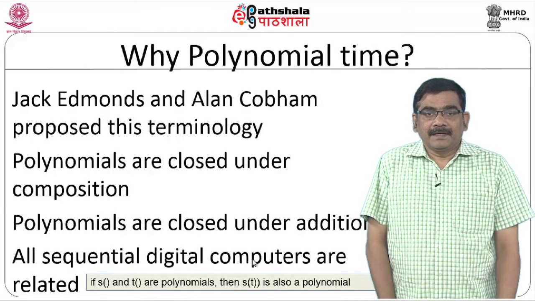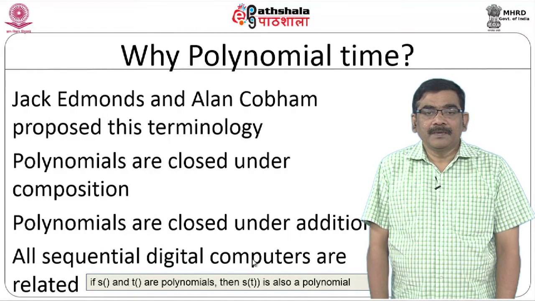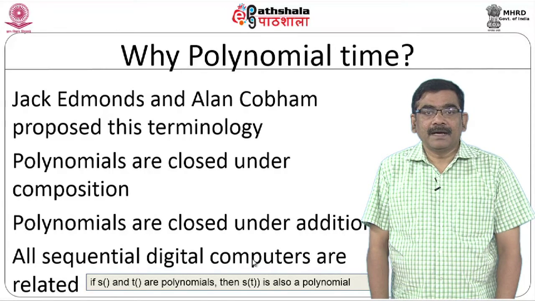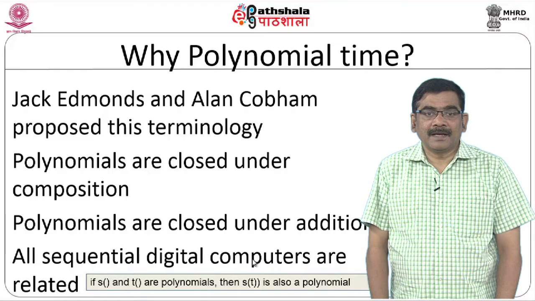Who invented this concept of polynomial time? It was independently invented by Jack Edmonds and Alan Cobham, and they proposed this concept of polynomial time. They used this as a reference to say whether an algorithm is efficient or not.